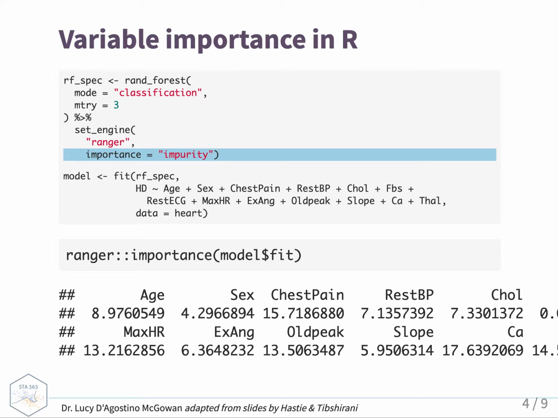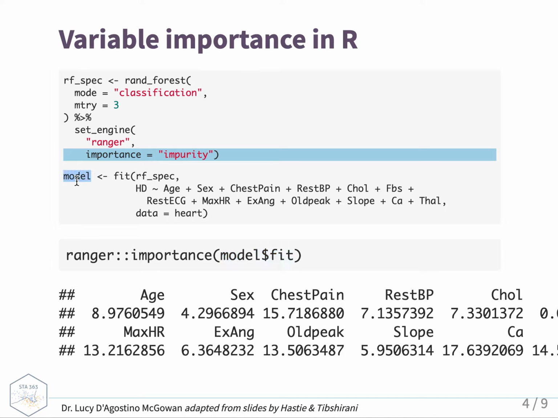And so here's how you would do this in R. Here we're using a random forest. You'll notice when I set my engine, I need to add one extra line here, importance equals impurity. That's going to save the importance using this impurity metric. Then when I fit my model as normal using that specification, I can then use the importance function which comes from the ranger package, and I can run that function on the fit part of the model.